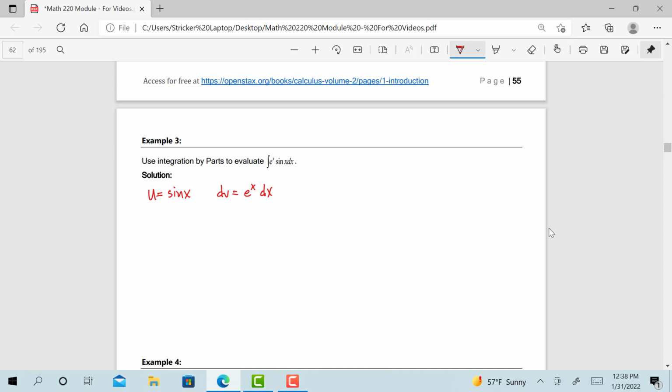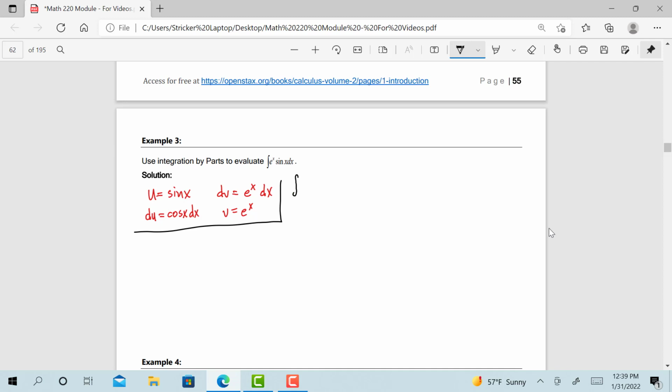And then, of course, we integrate and take the derivative to find du and v. So what would du be? And what would v be? Go ahead and write those down real quick. Okay, you should have got that du is cosine of x dx, and you should have gotten that v is e to the x. Good. Okay, so let's go ahead and go through integration by parts here.